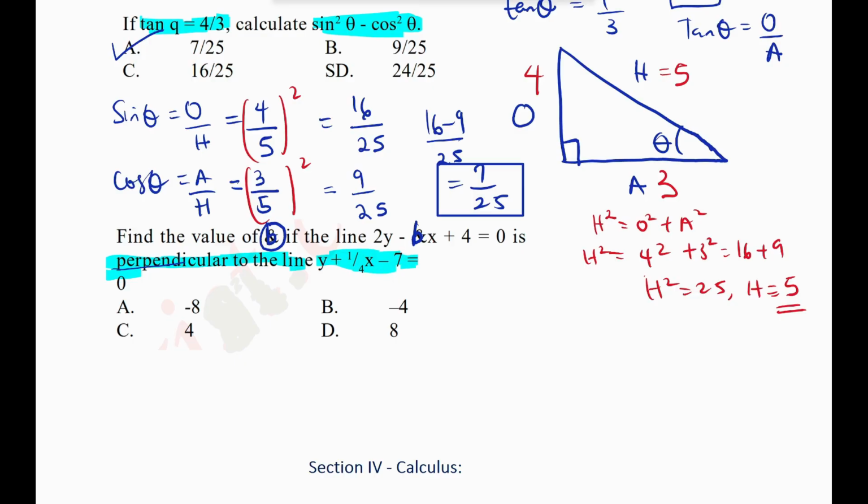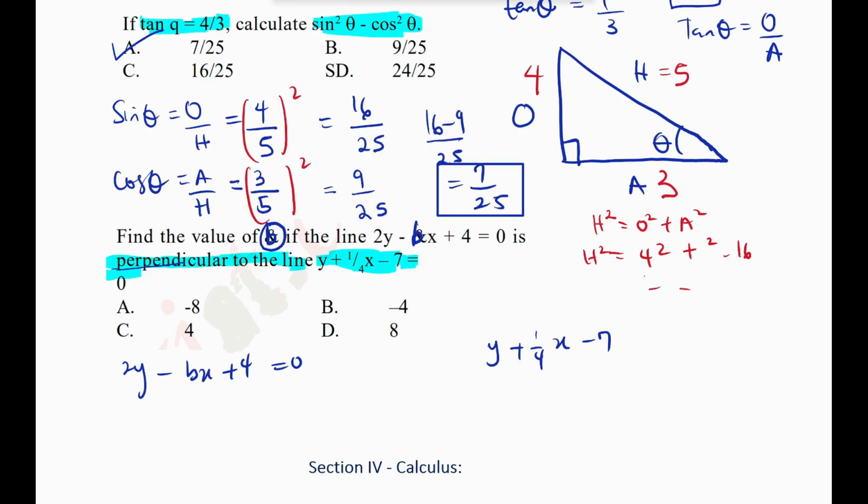So we have two equations. One is 2y minus bx plus 4 equals 0. And the other one is y equals 1 over 4x minus 7. So they told us these two lines are perpendicular. So we know what that means, right? Perpendicular lines have their gradients multiplied together to give you minus 1.